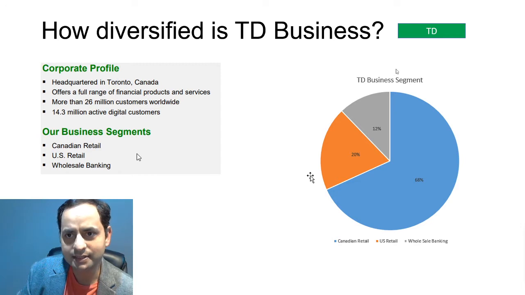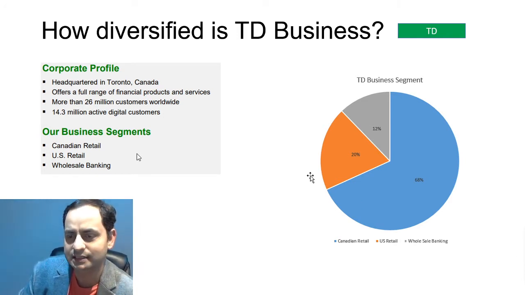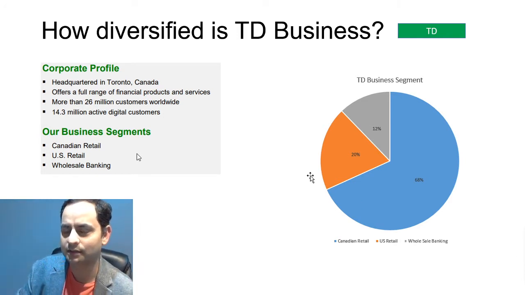On the business segments, they only have 3 components. If I combine US retail, which is 20% here, with Canadian retail, which is a very big chunk, it's basically the regular banking that we go there for, what customers need, for the common people. And then they have wholesale banking as well, which is 12%.